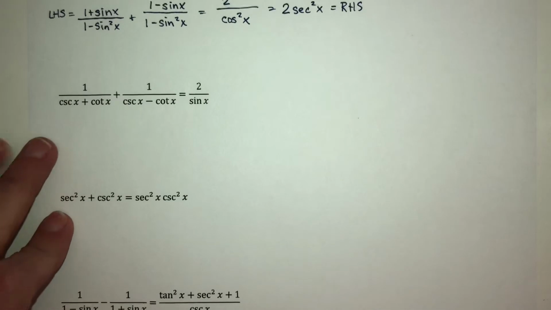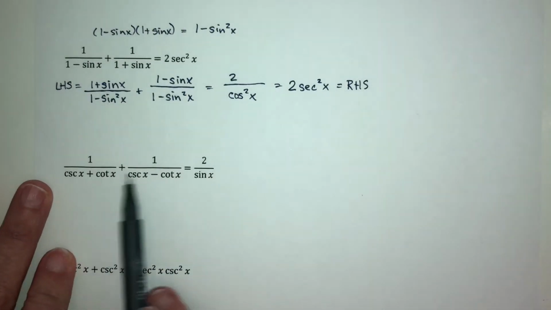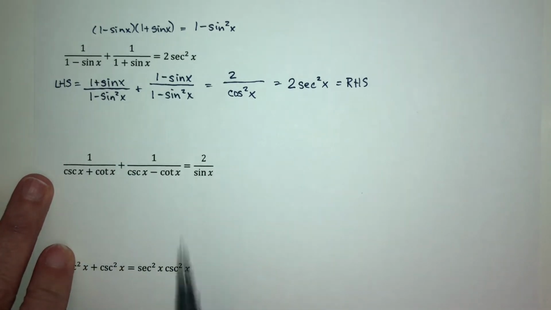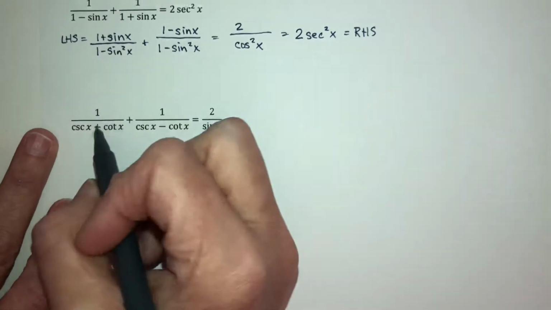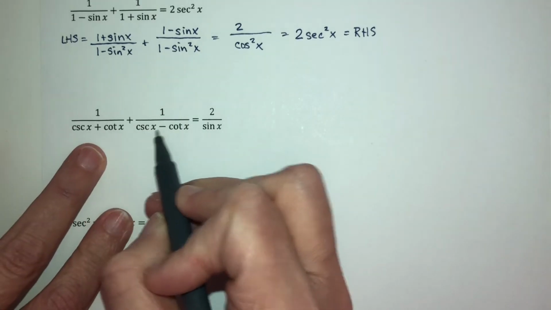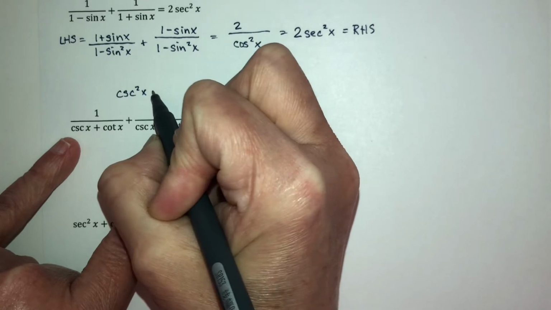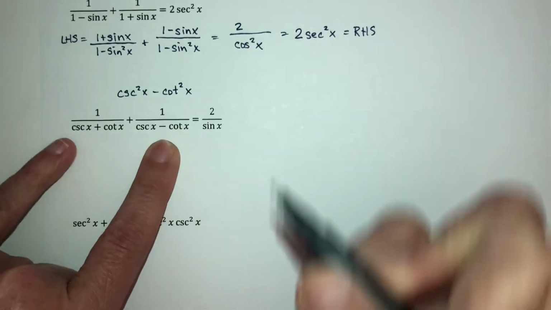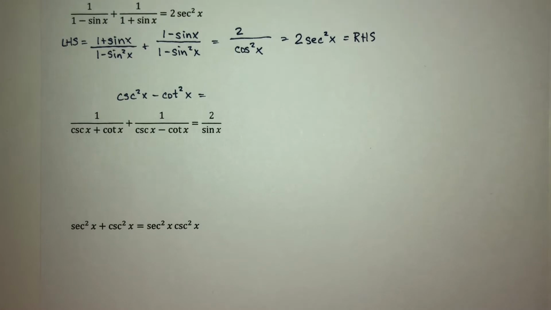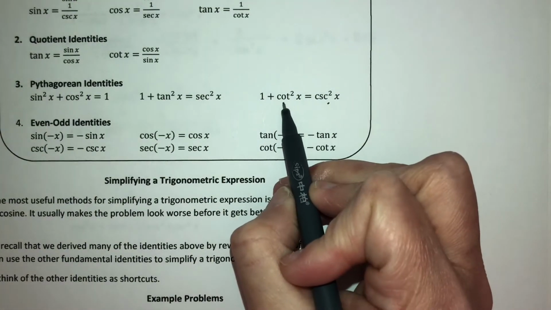Okay, so let's try this one, and I'm going to work it essentially the same way as this one. We have two things here that will end up being a difference of squares when I get the common denominator, and I'll combine these and hope to end up over here. So my common denominator would be cosecant x plus cotangent x times cosecant x minus cotangent x. As a difference of squares, this is the same thing as cosecant squared x minus cotangent squared x. And let's see if this is one of our Pythagorean identities. Cosecant squared minus cotangent squared would equal 1.